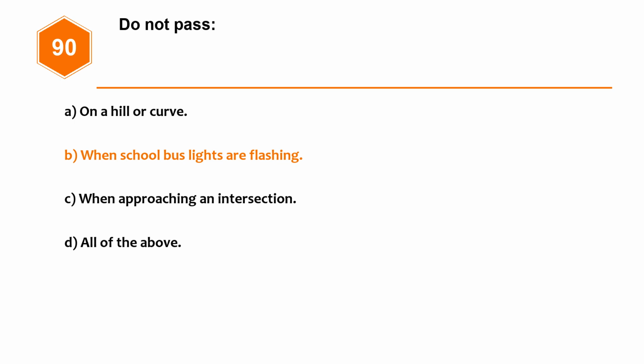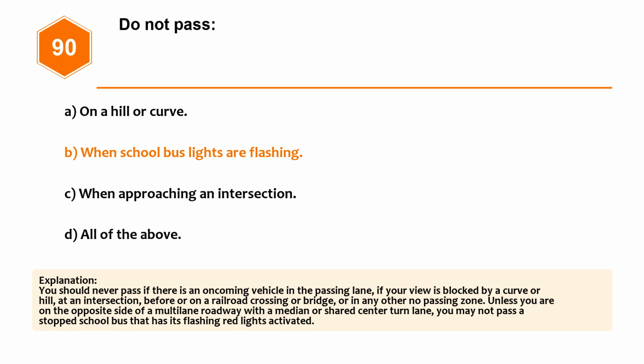The correct answer is option B, when school bus lights are flashing. Explanation: You should never pass if there is an oncoming vehicle in the passing lane, if your view is blocked by a curve or hill, at an intersection, before or on a railroad crossing or bridge, or in any other no-passing zone, unless you are on the opposite side of a multi-lane roadway with a median or shared center-turn lane. You may not pass a stopped school bus that has its flashing red lights activated.